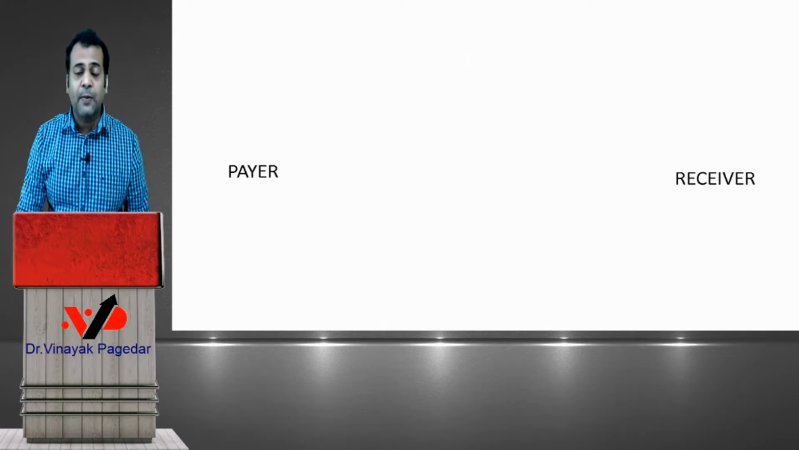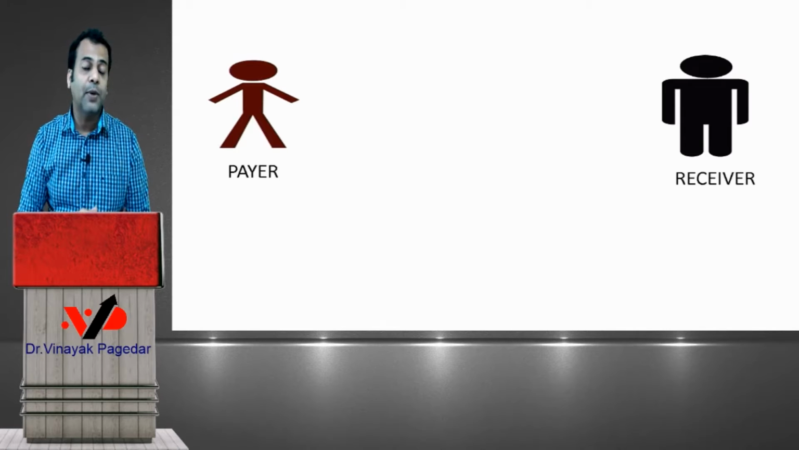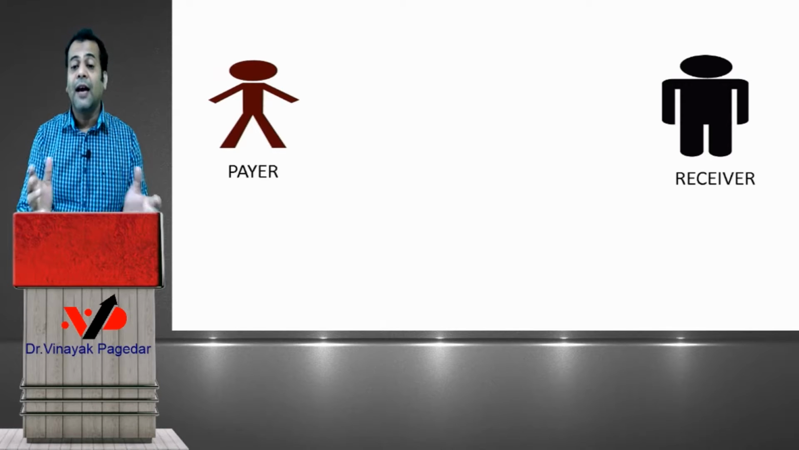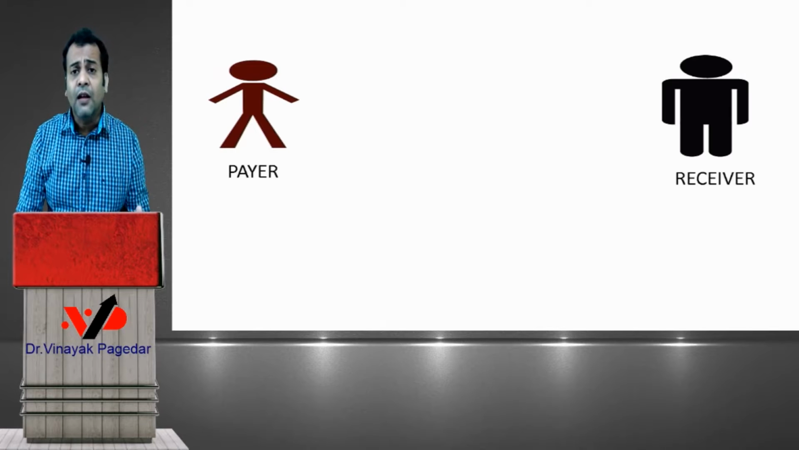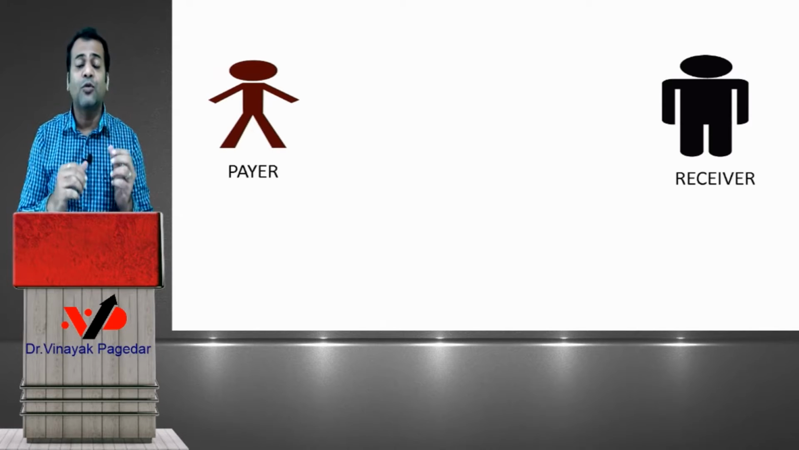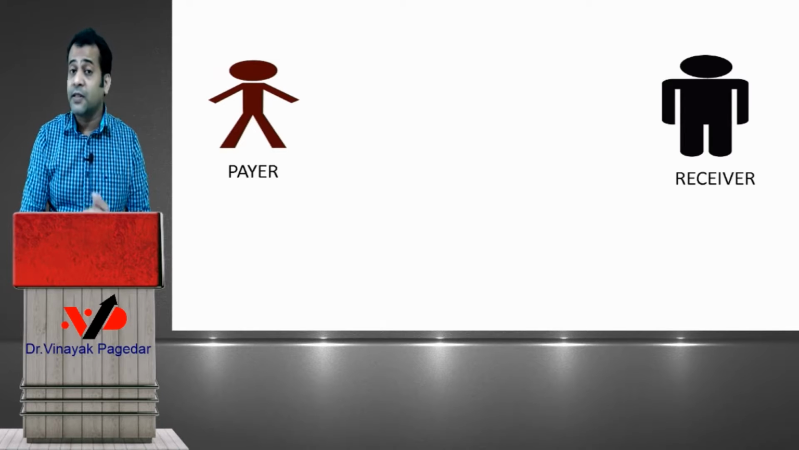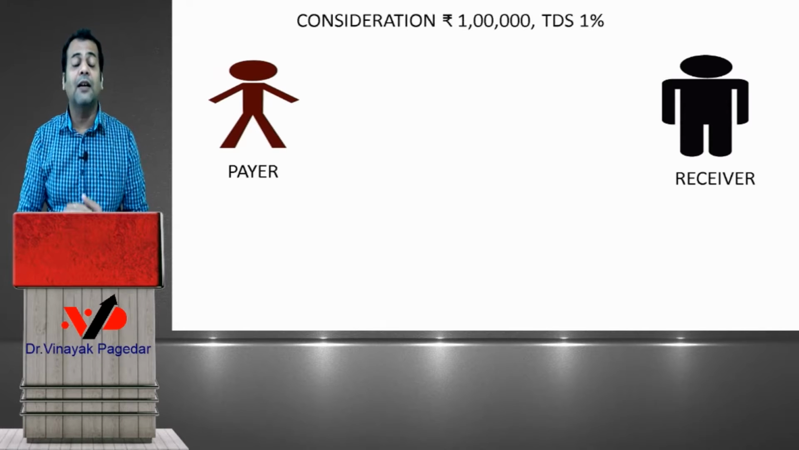There are two parties, my friends. One is a payer and the second person is a receiver. In my example, I have two parties. The fellow in brown, which you see, is the payer, and the black person is the receiver. Now here obviously the payer has to make a payment to the receiver. There's an expenditure involved. From the receiver's point of view, there is an income involved. And let us say the consideration for this transaction is 1 lakh rupees.